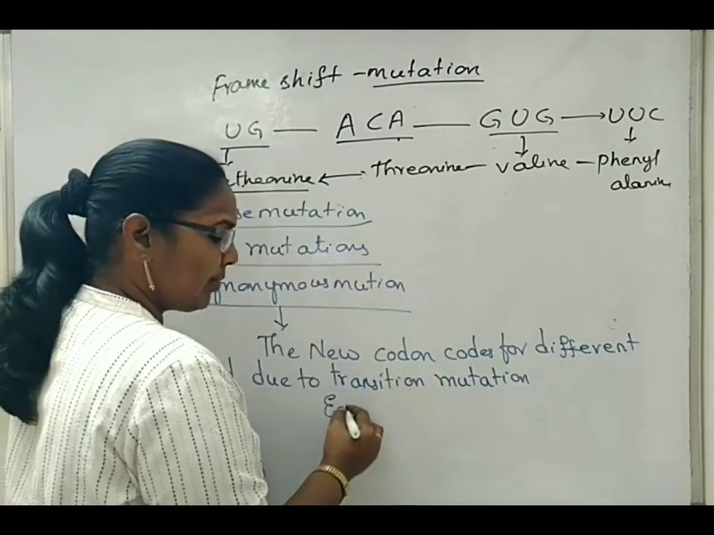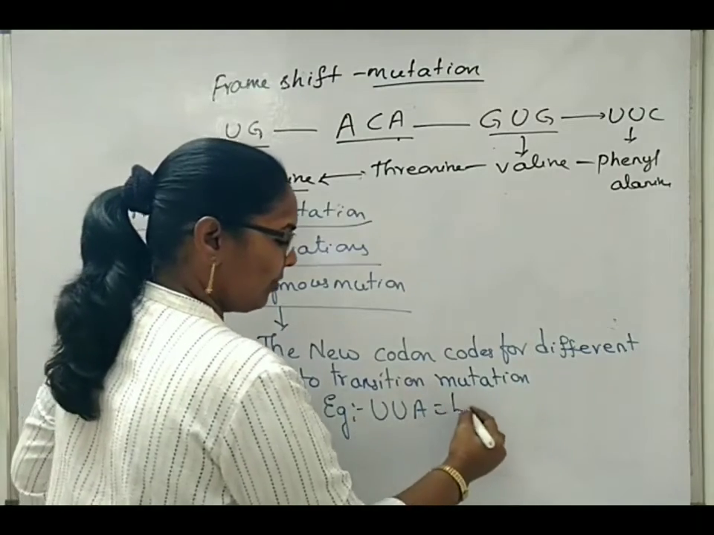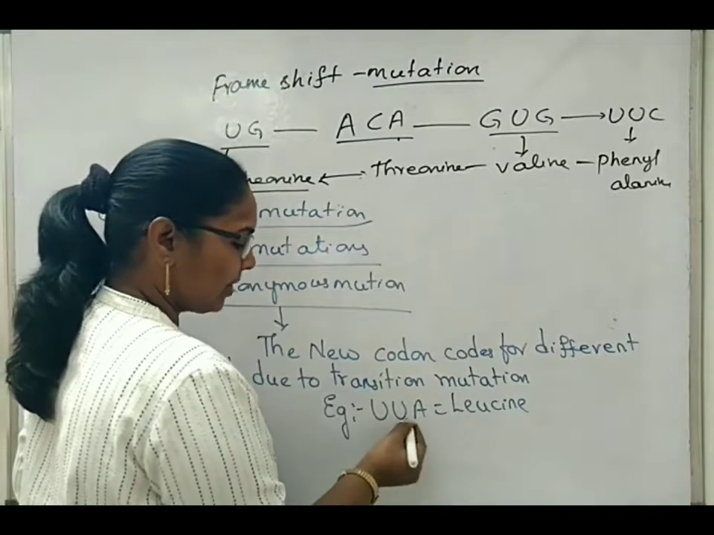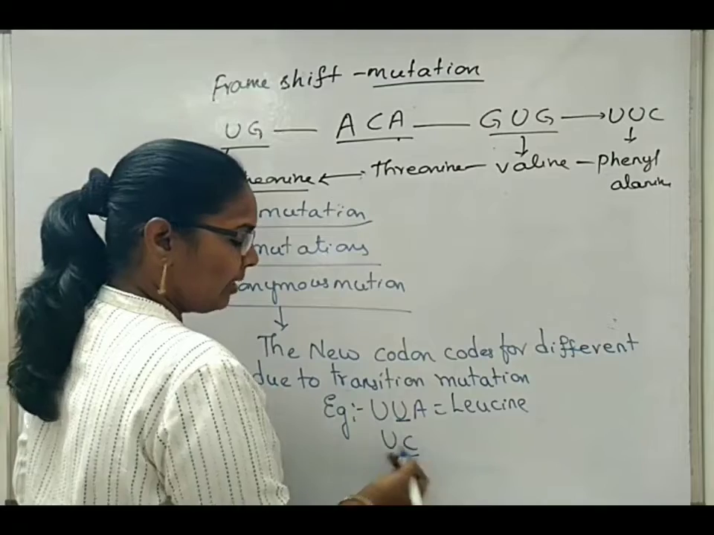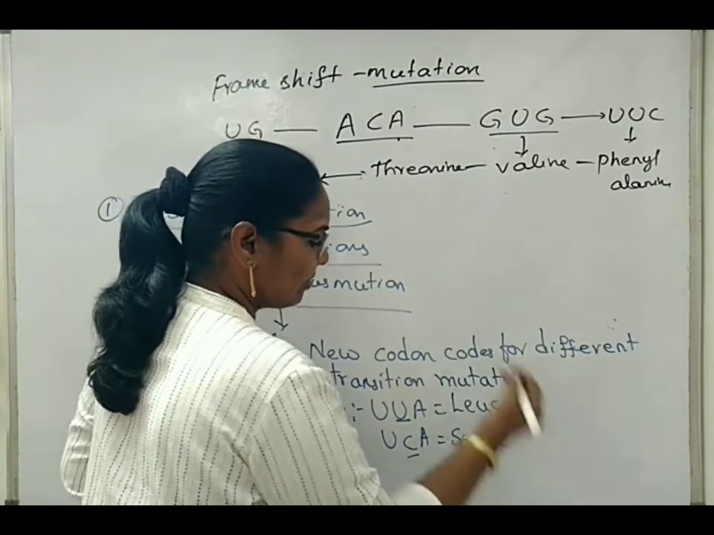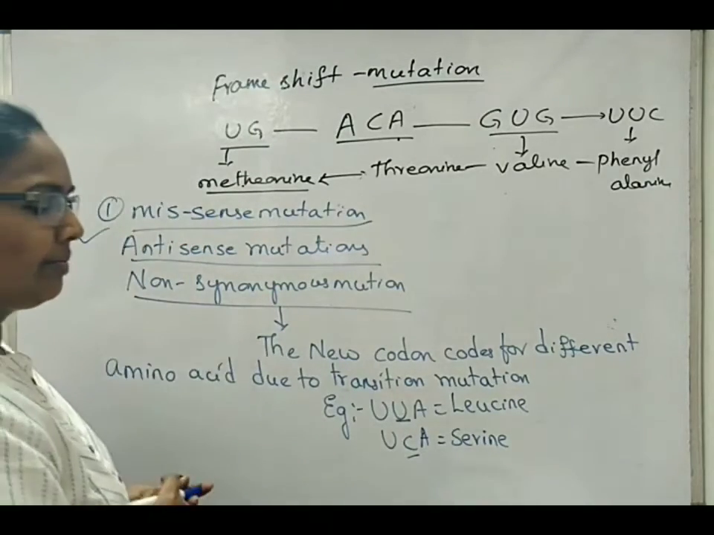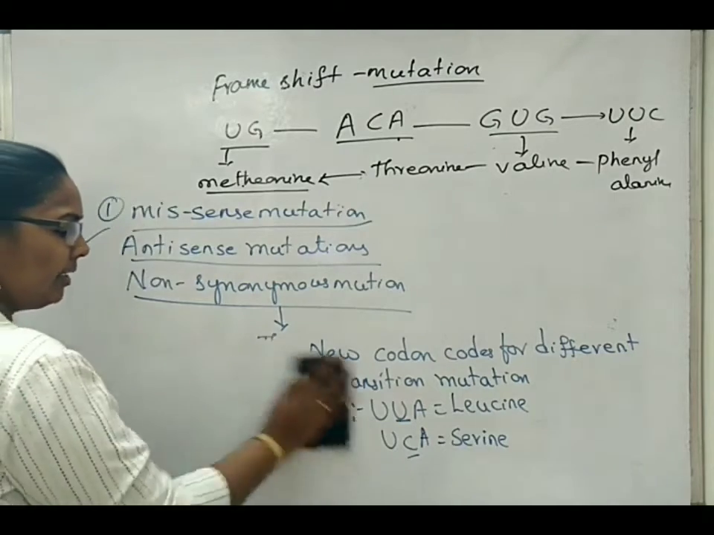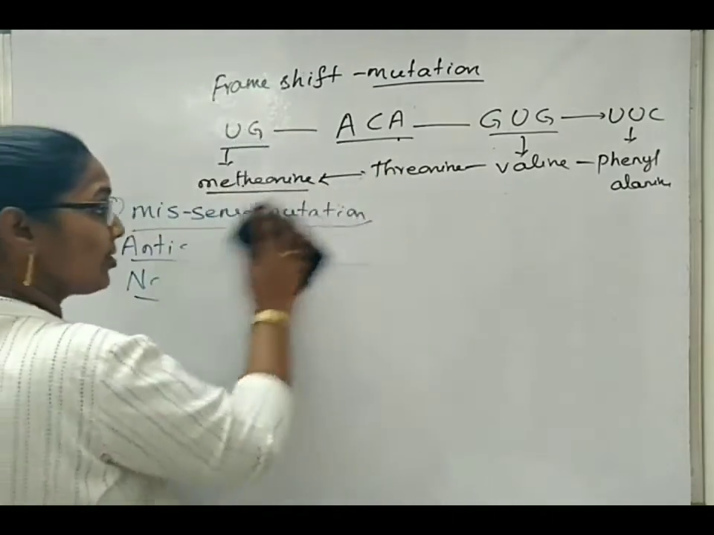So here we can take examples. Suppose the UUA sequence of the codon is coding for leucine amino acid. Then if there is any change in the uracil, meaning one pyrimidine, if it is replaced by another pyrimidine, that is cytosine, then it codes for serine type of amino acid. So this is called missense mutation. Another example is nonsense mutation, in which the new codon that is formed due to mutation is a stop codon.